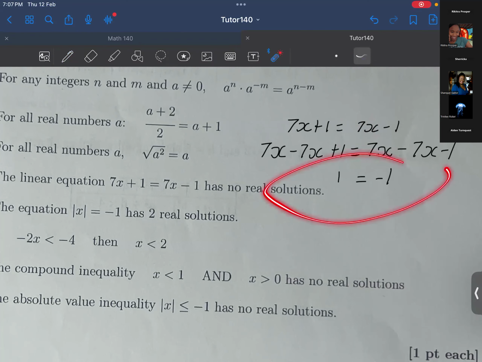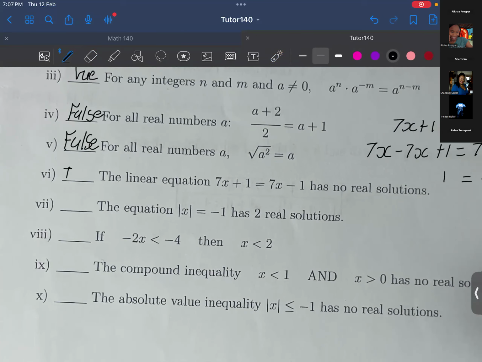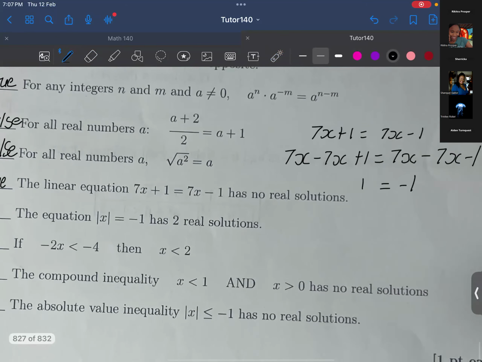You see what's going on? That shouldn't be happening. So that's false. Sorry, no, that's true. Since it's no real solution, since it's not equal to each other, that is true. No real solutions. Because there's no number 1 that's equal to negative 1. There's no such number that exists like that. So that's why it's no real solutions.